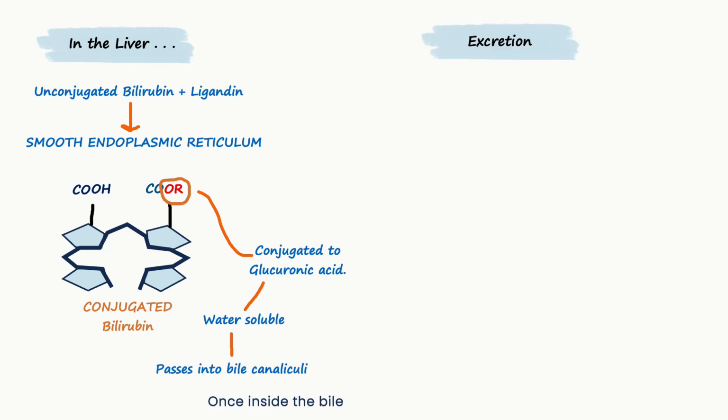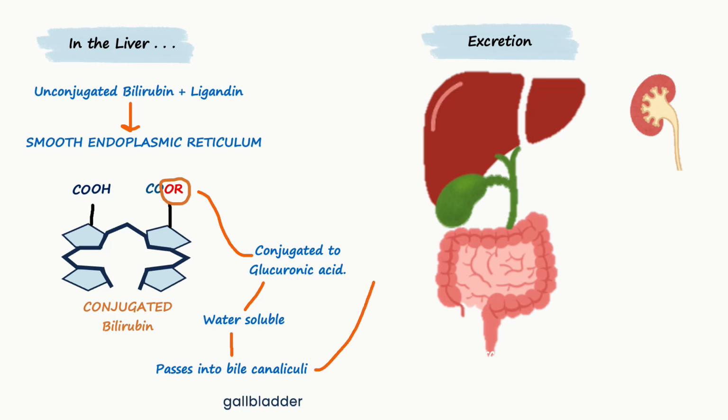Once inside the bile canaliculi, it travels to the gallbladder to be stored as bile, and then will travel with bile to the intestine when bile is needed to break down fat. In the intestine, it is deconjugated by bacteria and converted into urobilinogen.